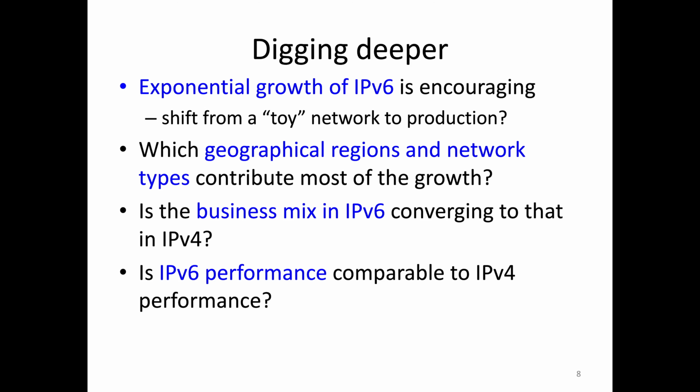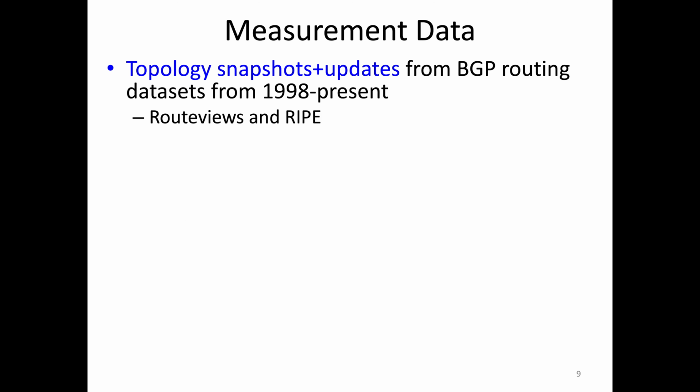So the question then is, what's contributing to this growth? We could look at it from the types of businesses that comprise these different autonomous systems. We could look at geographic regions. And we also have to wonder if v6 performance is comparable to v4, or if there's a trade-off favoring one or the other. So for this work, the authors used topology snapshots from BGP routing advertisements dating back to 1998, making this what we would call a longitudinal study.